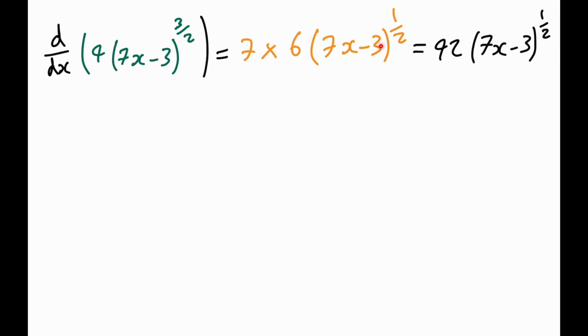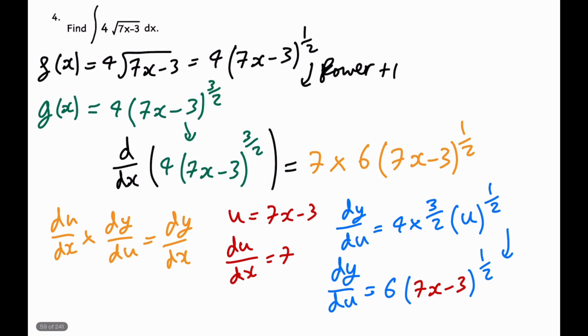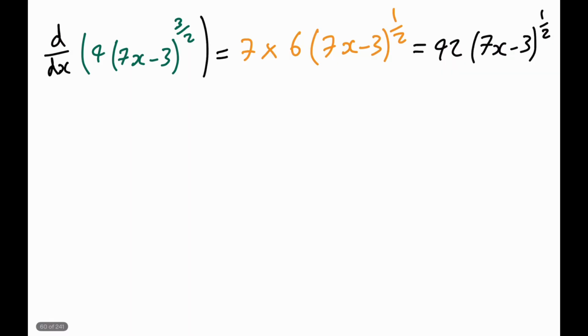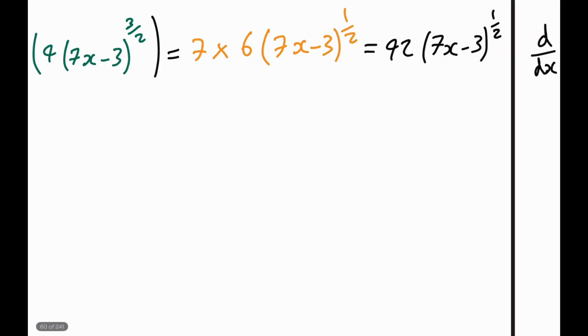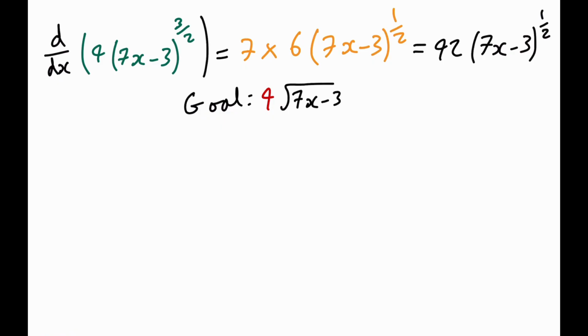And once we know this, this isn't the same as what we suspected the integration was, because remember we assumed that this would be the integration, but when we differentiate this, we're getting this, which is not really the same as 4 square root 7x minus 3, but it's very similar. So as you can see, if we simplify this even further, we're going to get 42 times 7x minus 3 to the power of a half, and our goal was to get 4 root 7x minus 3. So this is what we're trying to end up with.